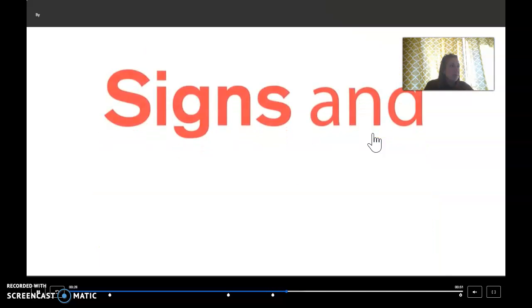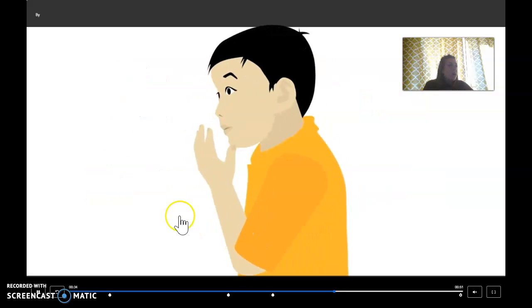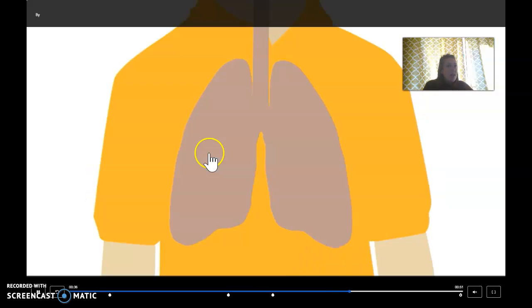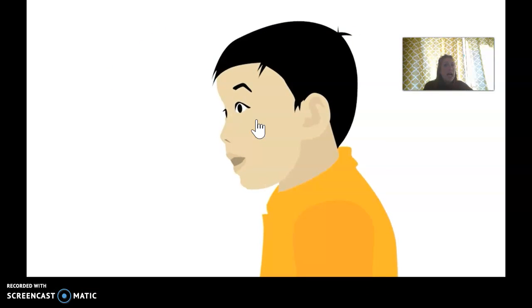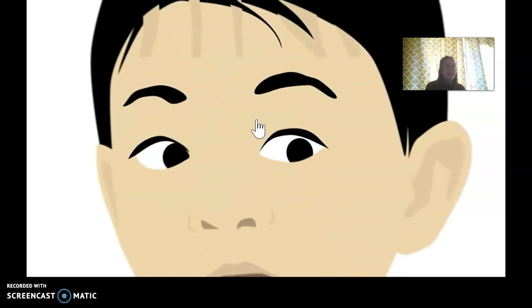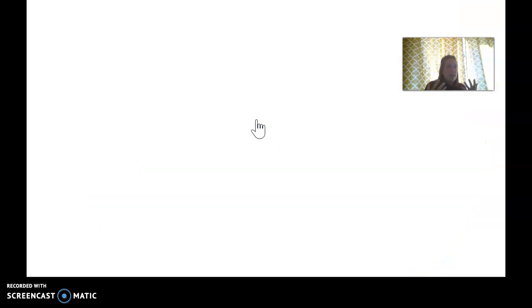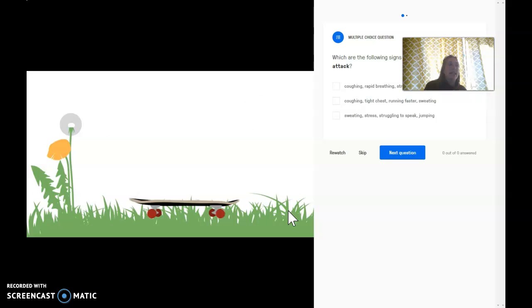Okie doke. Signs and symptoms. So these factors cause the airways to become narrow, as we said, and what happens from this is that there's coughing, there's rapid breathing, people will be struggling to speak, and which causes a lot of anxiety in people, and because of that anxiety, the sweating as well. So these are the signs and symptoms that you should be looking out for in case anybody is having an asthma attack. Okay, that's the end.